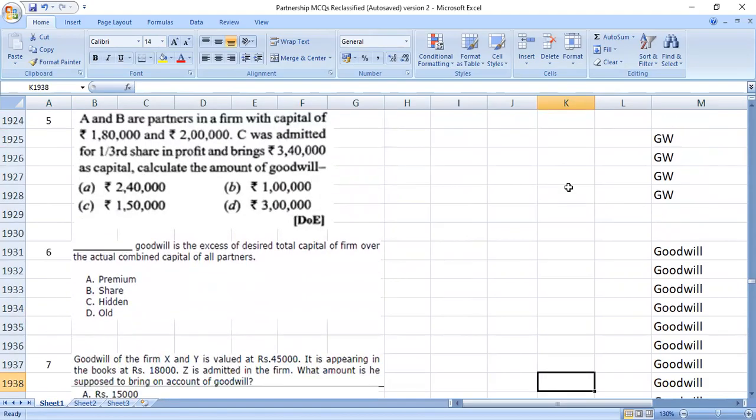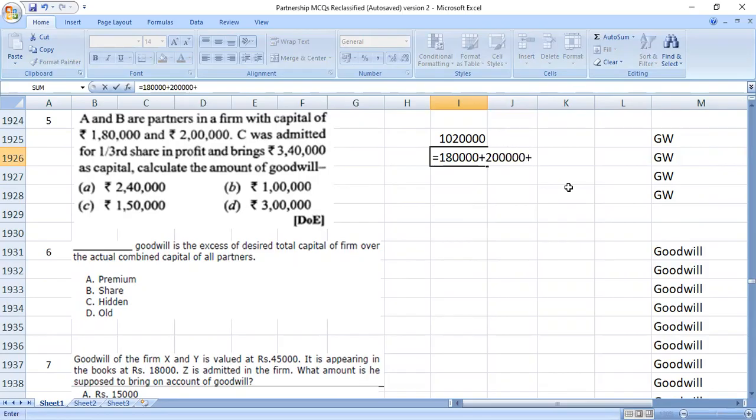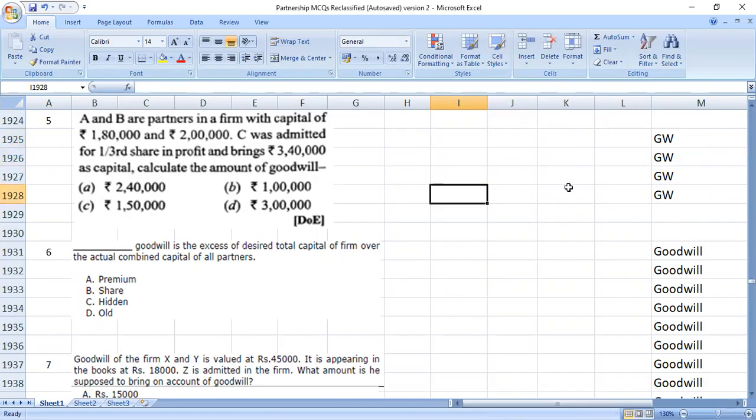A and B are partners in a firm with capital of 1,18,000 and 2 lakhs. He was admitted for 1/3 share and he brings 3,40,000 as goodwill. So again, a hidden goodwill problem. New partner's capital 3,40,000 into the reciprocal of his share, 3/1. That has to be deducted. I mean, the capitals of all the partners have to be added, and any reserves should be added, and accumulated loss should be reduced, and that should be deducted to arrive at 3 lakh, the goodwill of the firm, which is 3 lakh in this case.